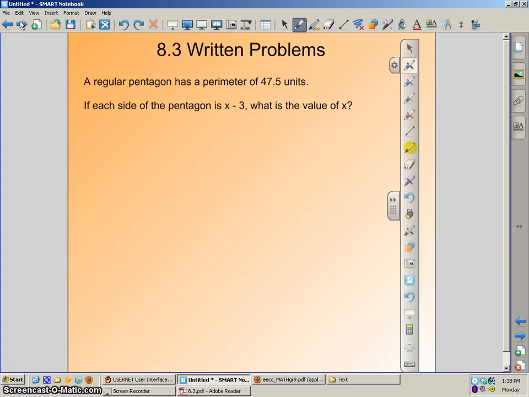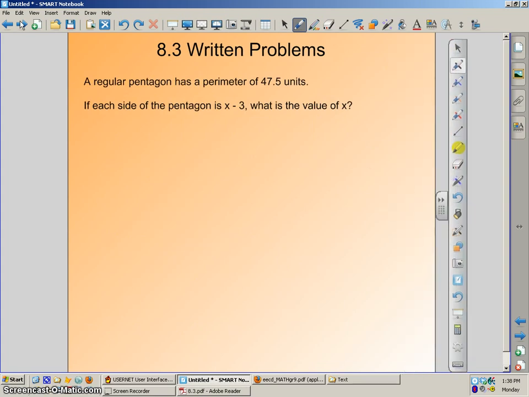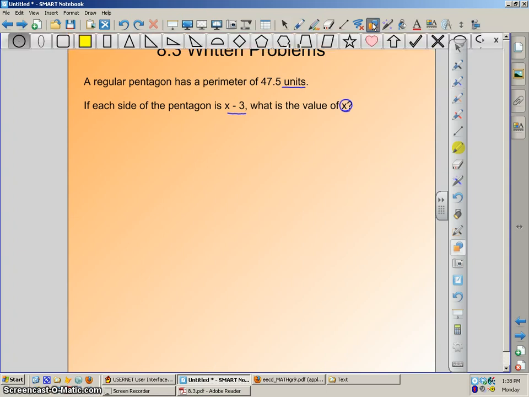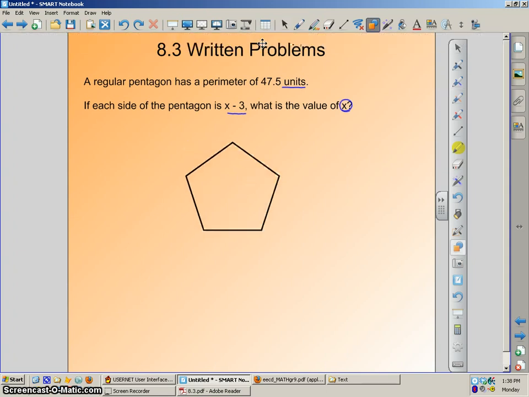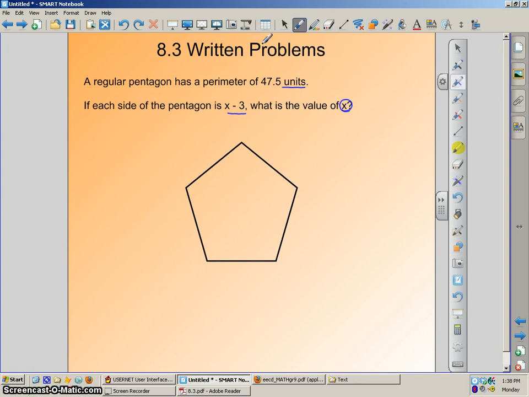Okay, so we'll take a look at a second one here. A regular pentagon has a perimeter of 47.5 units. So units could be centimeters, meters. I just stuck units in there. Each side is x minus 3. What's the value of x? So it's helpful to have a shape for this, and probably a lot of times you will. And we'll put this in here. A regular just means each side is worth the same. So each side is x minus 3 as we would go around.